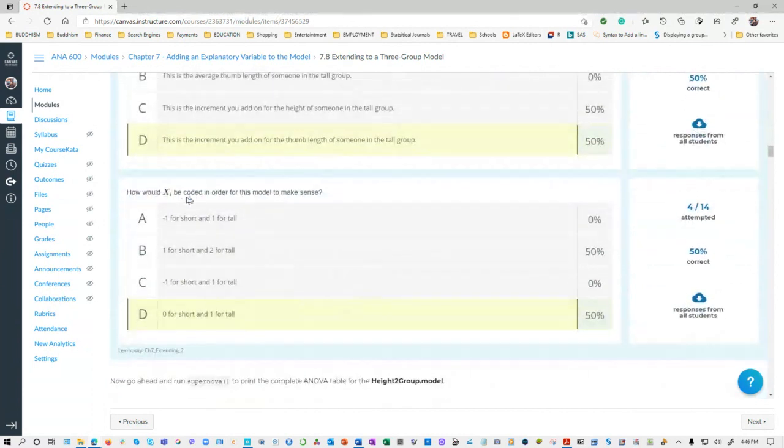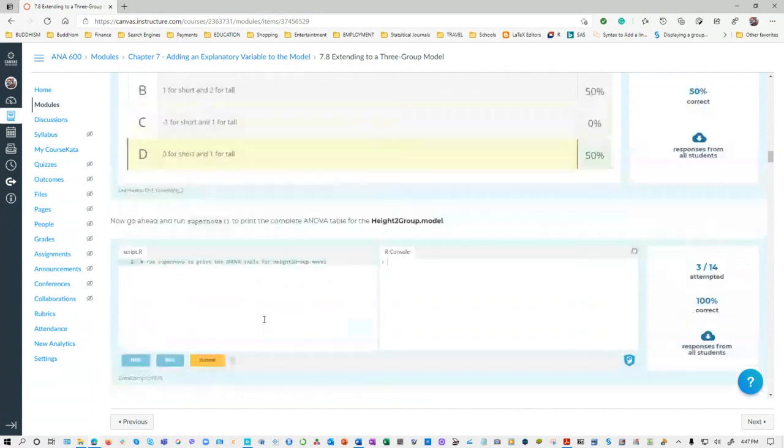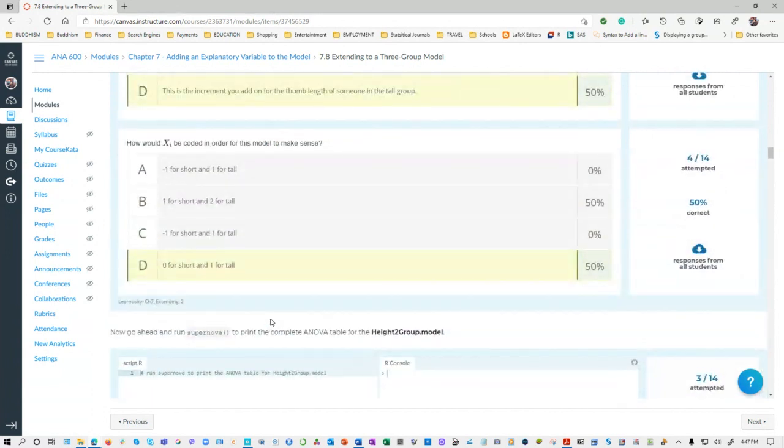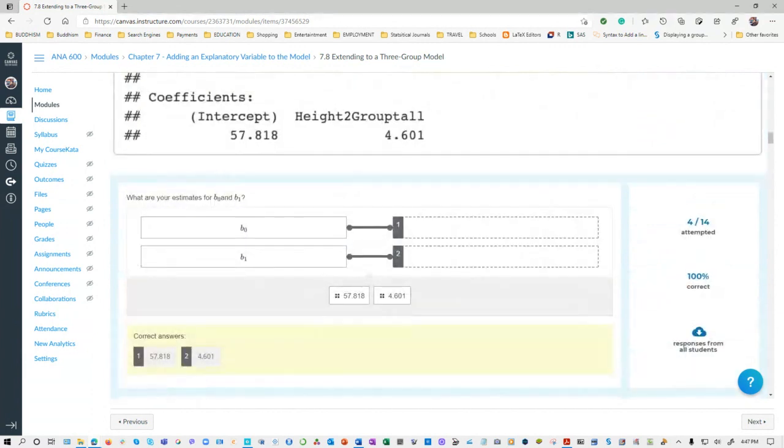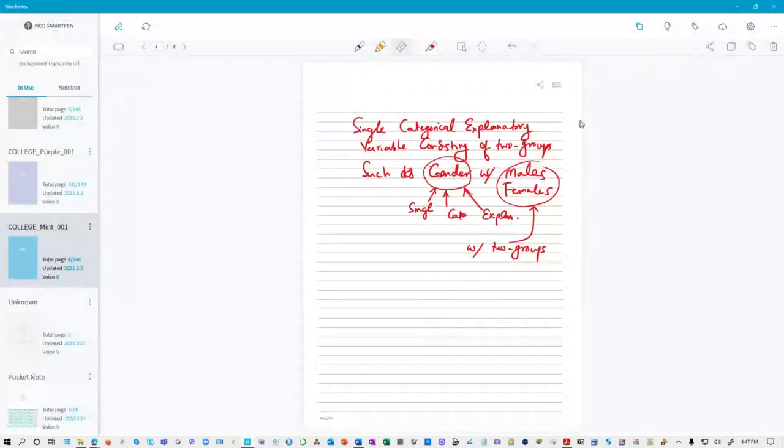How would X be coded in order for the model to make sense? 0 for short and 1 for tall. See? So that means that this is that. So here Y is nothing but thumb. Then X would be what? Height to group. Okay, height to group.